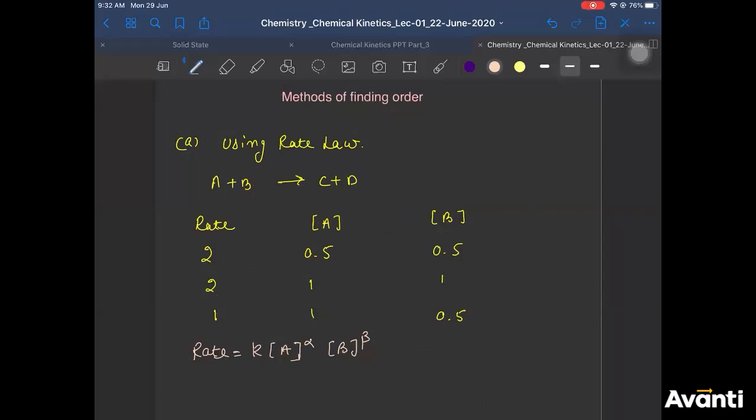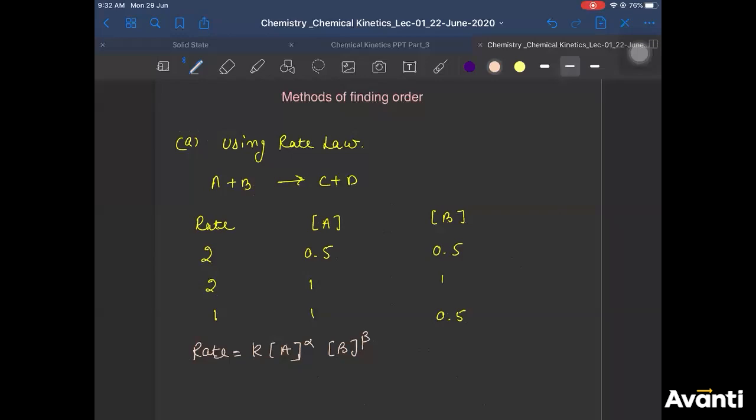Yes. So what is the order you are getting? What is the order you are getting, guys? With respect to overall order, you are getting 0. Is it? Very good. So let us discuss this also.